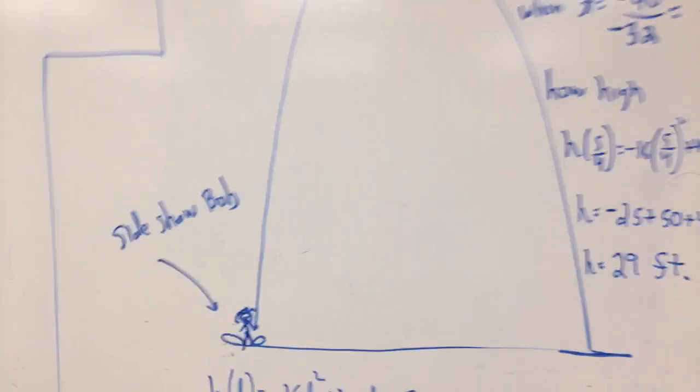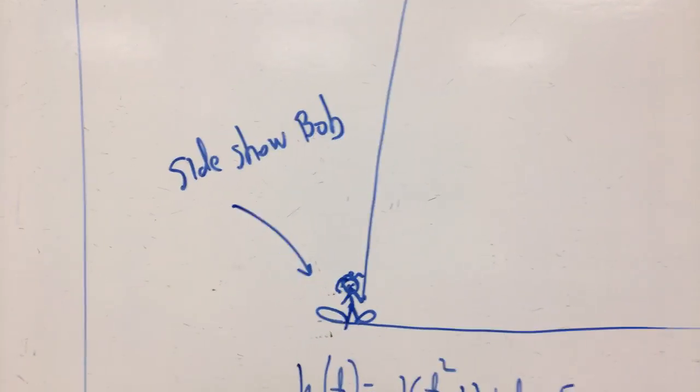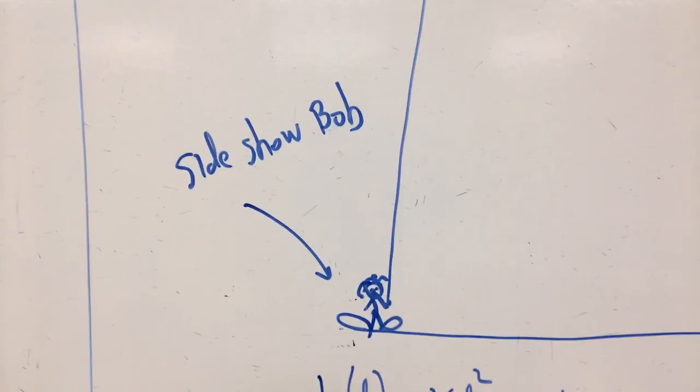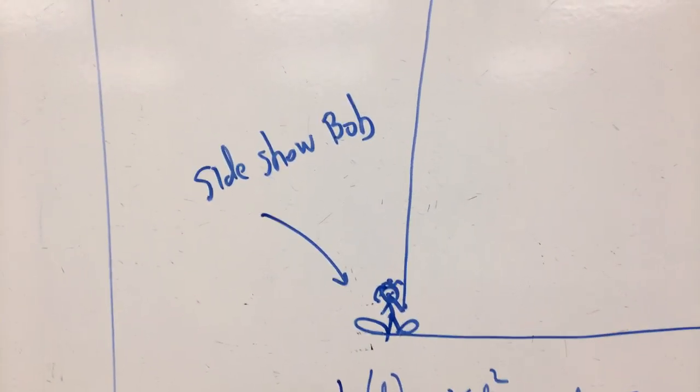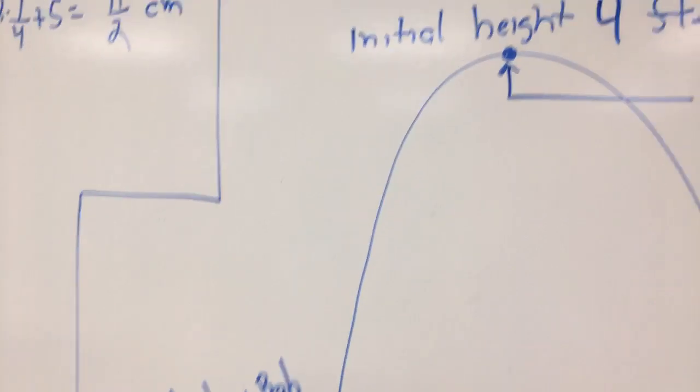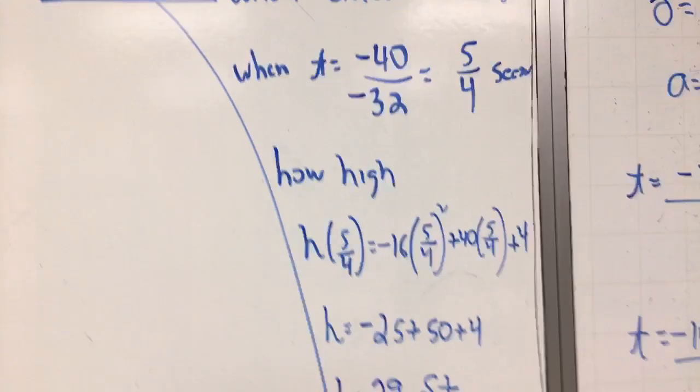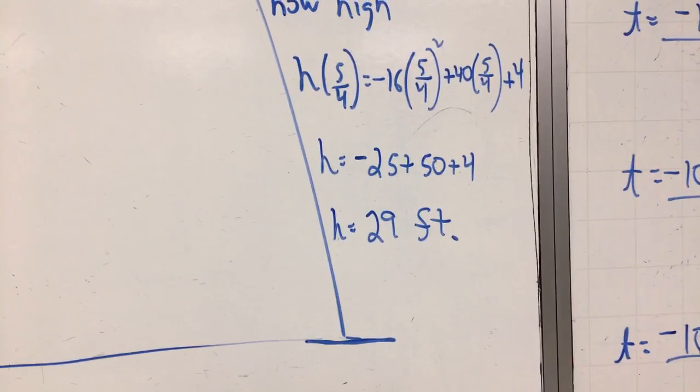All right, now, here we go. Sideshow Bob, okay? That's Sideshow Bob. He's got the funky hair and the big feet and everything, all right? Sideshow Bob is going to throw something up into the air, and it's going to land, okay?